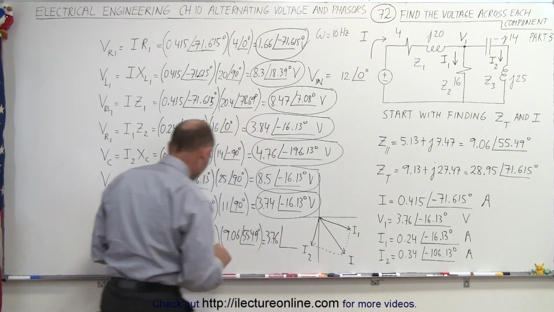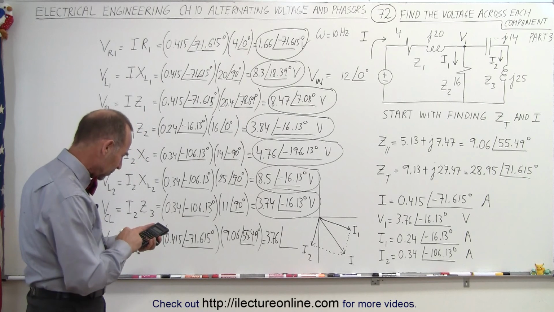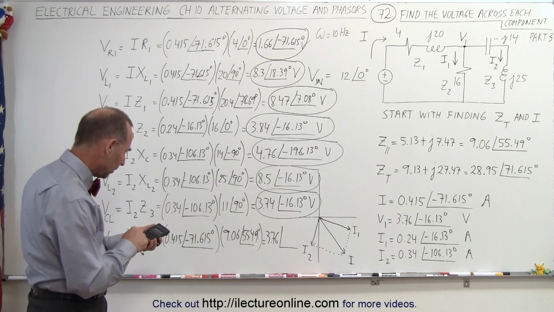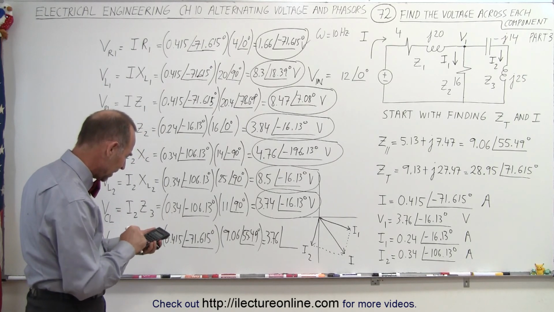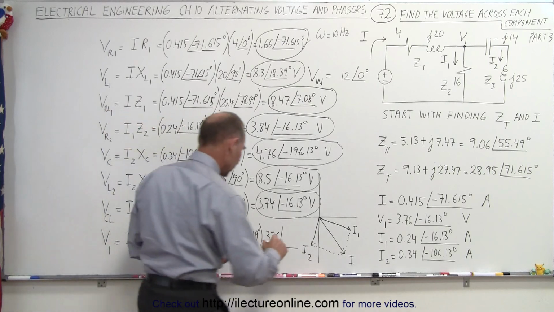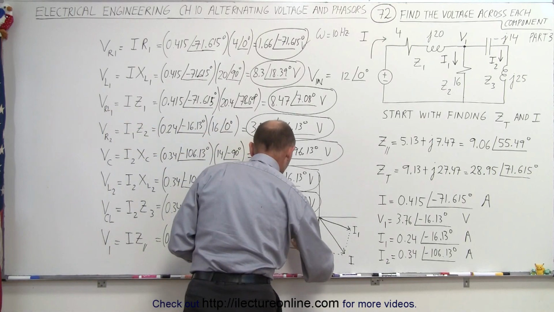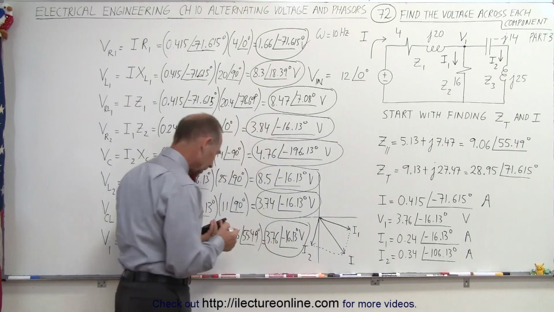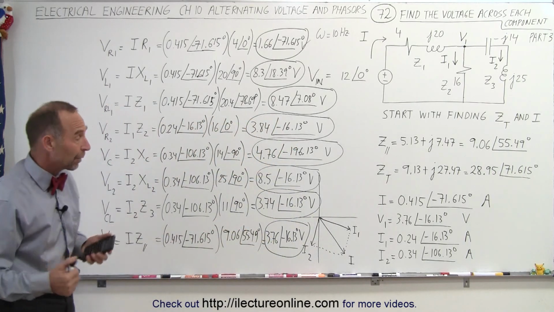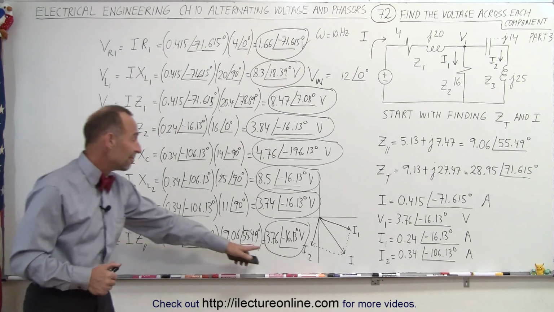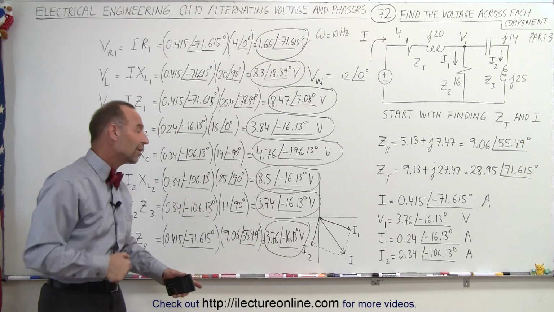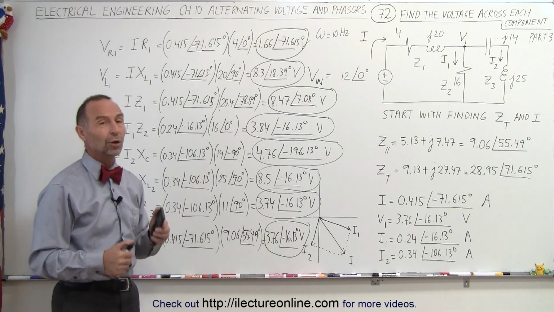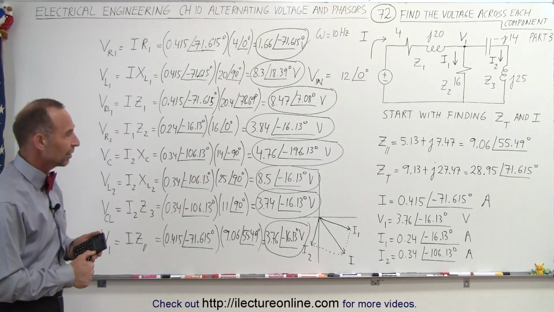With a phase angle of -71.615 plus 55.49, that gives us -16.13 degrees. That's also in volts. And there, that gives us the voltage across the parallel branch, which, by the way, is the same value that we calculated in the previous video when we tried to calculate the V1 using a voltage divider calculation.